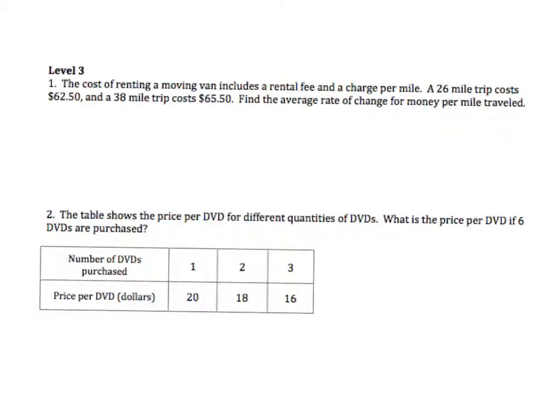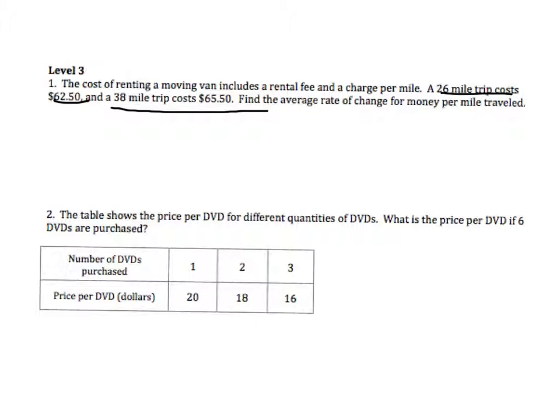Okay, level 3 is calculating slope or average rate of change from a story. Number 1 says the cost of renting a moving van includes a rental fee and a charge per mile. A 26-mile trip costs $62.50, and a 38-mile trip costs $65.50. Find the average rate of change for money per mile traveled.